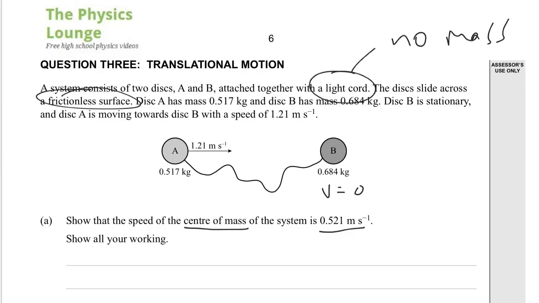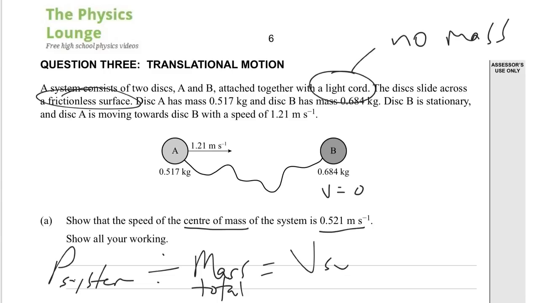Okay, probably the easiest way to do this is to work out the momentum of the system, and then divide by the total mass of the system, because that's going to give you the velocity of the system, which has to be the velocity of the center of mass. And in case you didn't catch that, that's our p equals mv momentum equation rearranged, which equals the center of mass. Yep, give it a go.